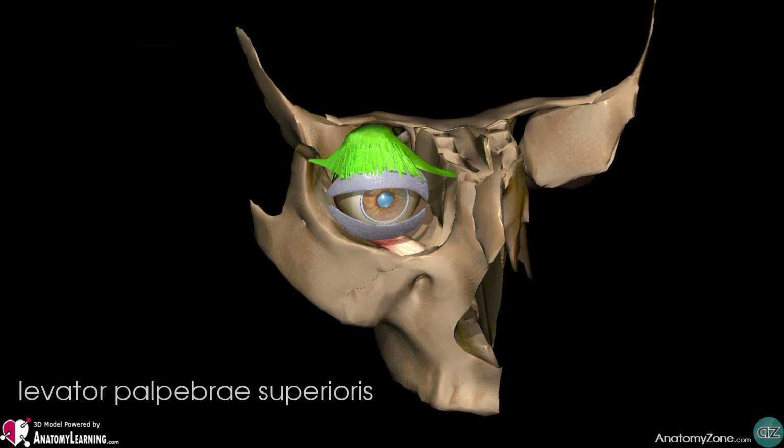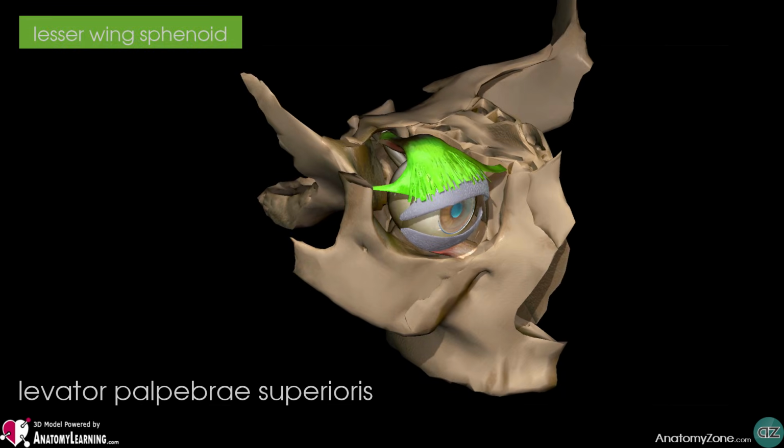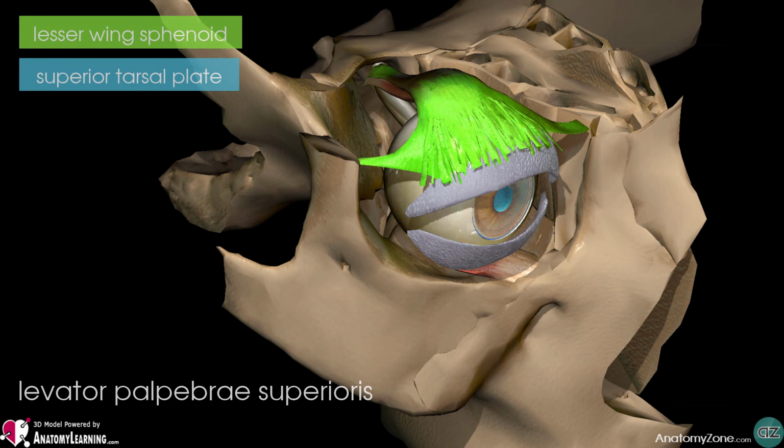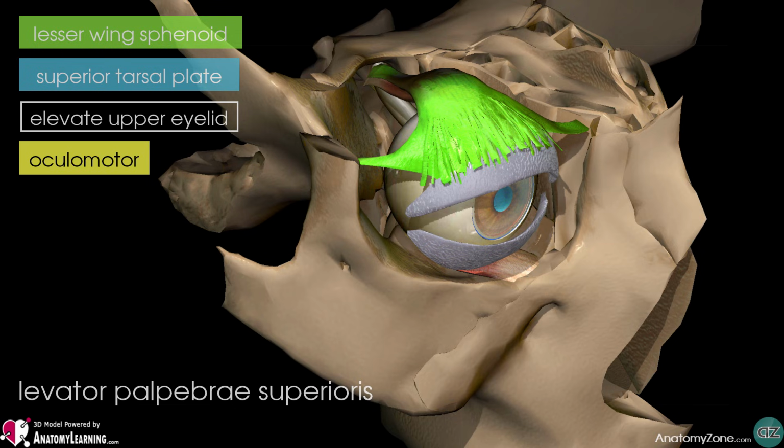This muscle originates from the lesser wing of the sphenoid bone, immediately above the optic foramen. It attaches to the superior tarsal plate of the upper eyelid, which is a thick plate of connective tissue. The action of this muscle, as the name suggests, is to elevate the upper eyelid. It is innervated by the oculomotor nerve, cranial nerve number 3. The superior tarsal muscle, located within the levator palpebrae superioris, is innervated by the sympathetic nervous system.